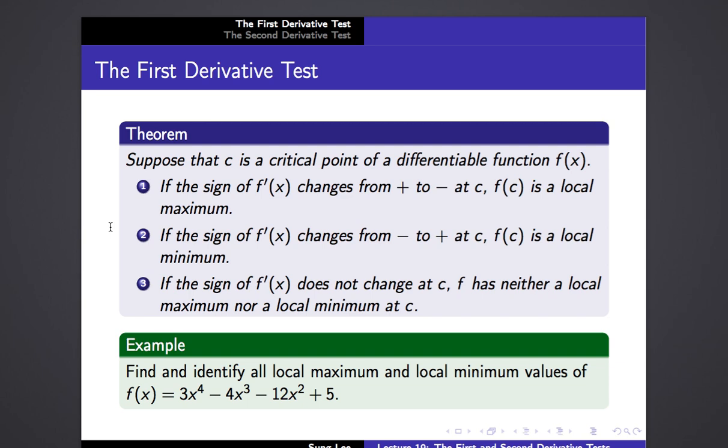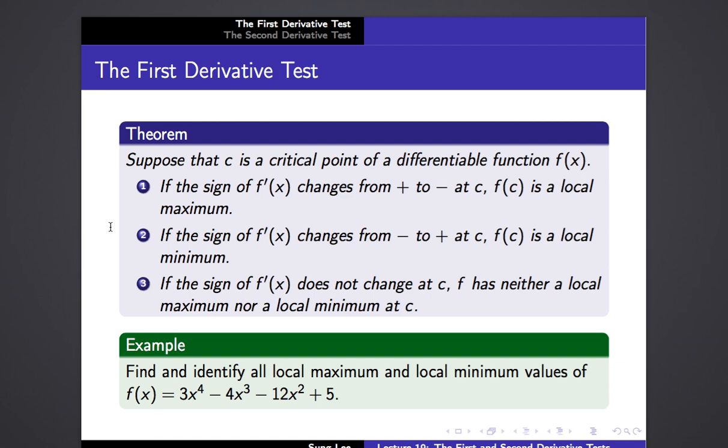I'll talk about more. Let me finish this first, okay? And then the last statement says, if the sign of f prime of x does not change as C, f of x has neither a local maximum nor a local minimum as C. All right? So let's take a look at the first statement. If the sign of f prime of x changes from positive to negative as C, f of C is a local maximum.